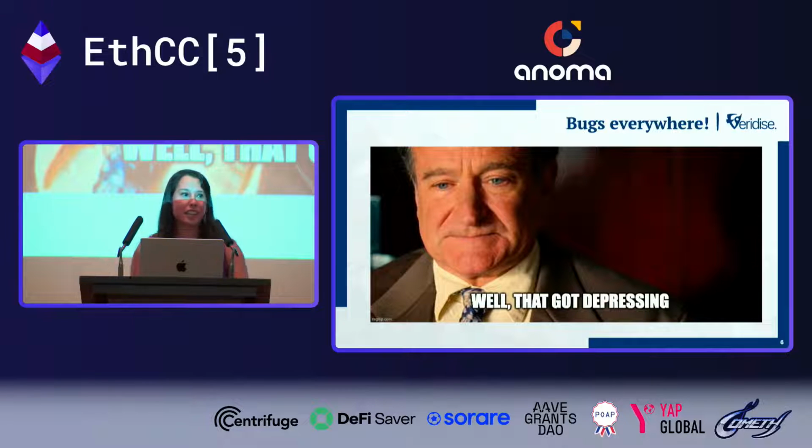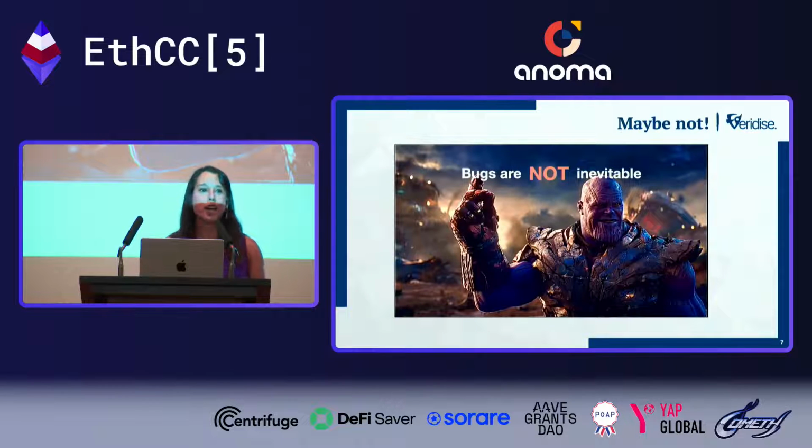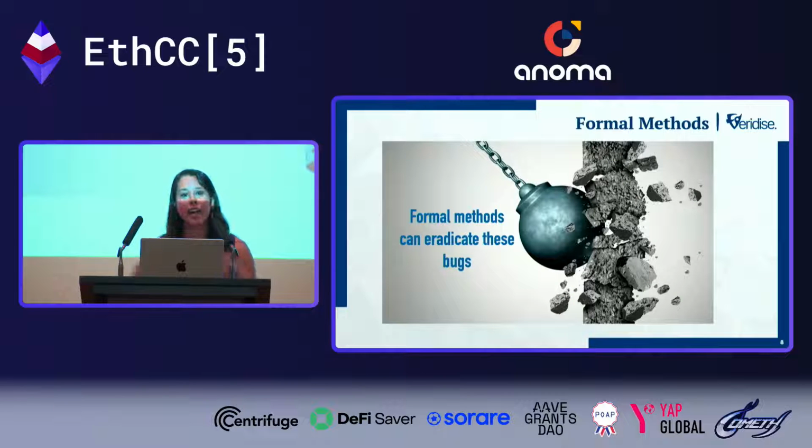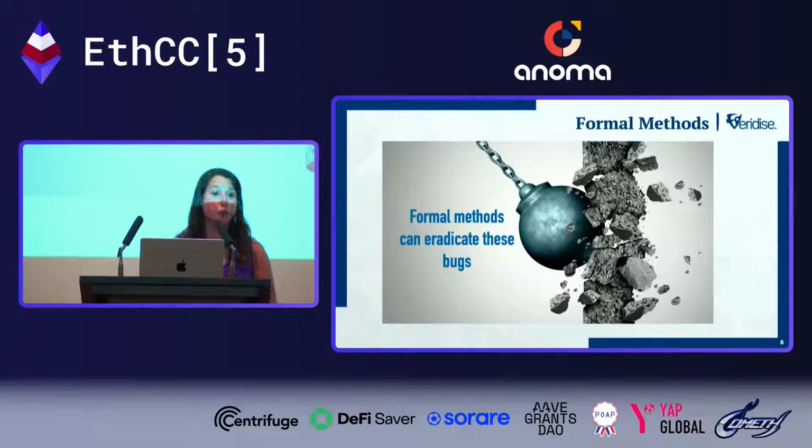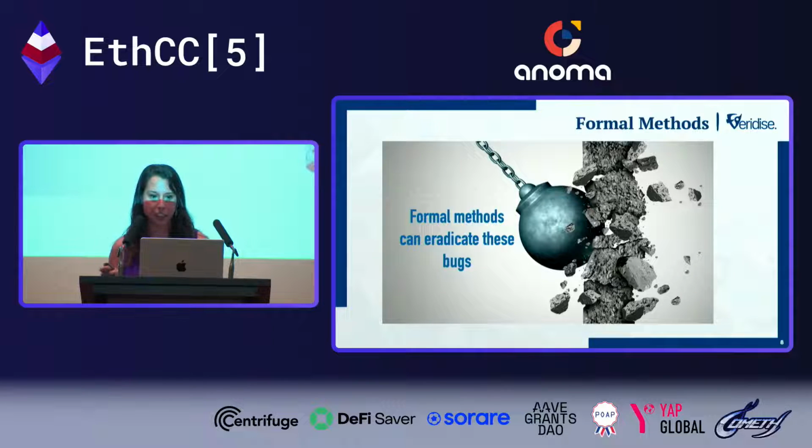Now you're probably thinking, well, that's pretty depressing, but it's something I see in the news every day. Well, the good news is that these kinds of bugs and security vulnerabilities are actually maybe not as inevitable as they might seem. In fact, this research area called formal methods can help us eradicate these bugs. So in the remainder of the talk, I want to give you an overview of what formal methods is all about and how we can leverage it to improve blockchain security.